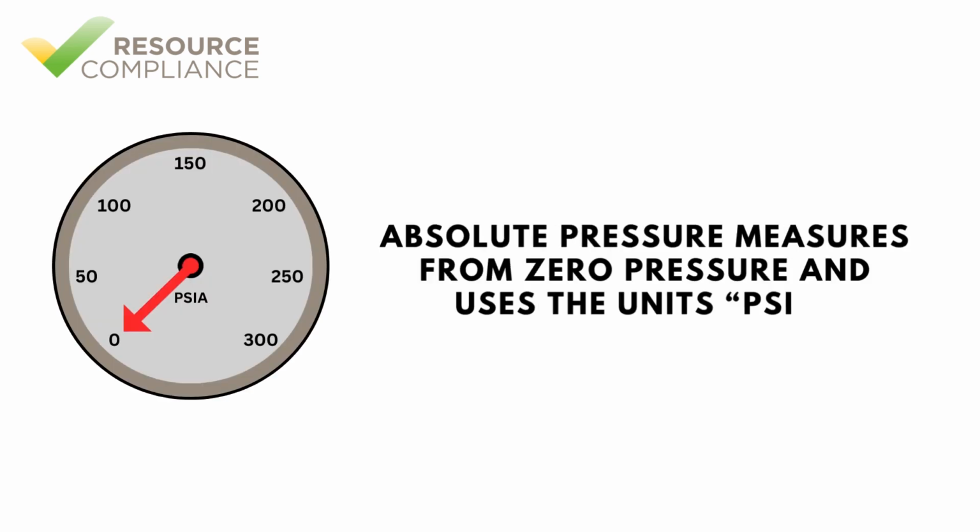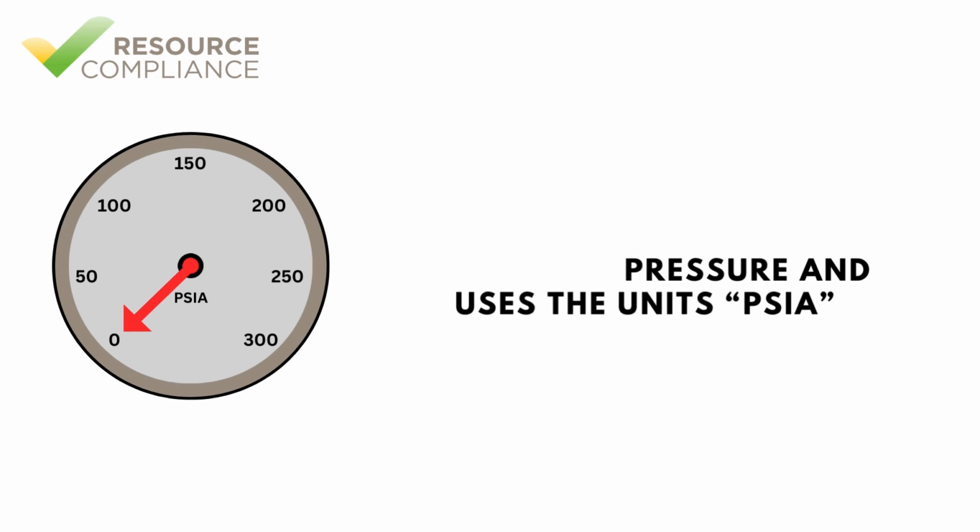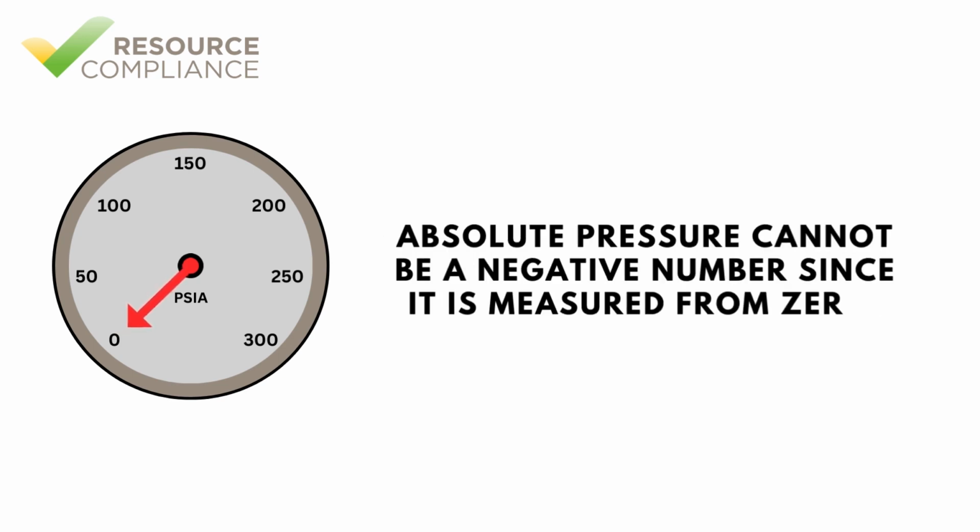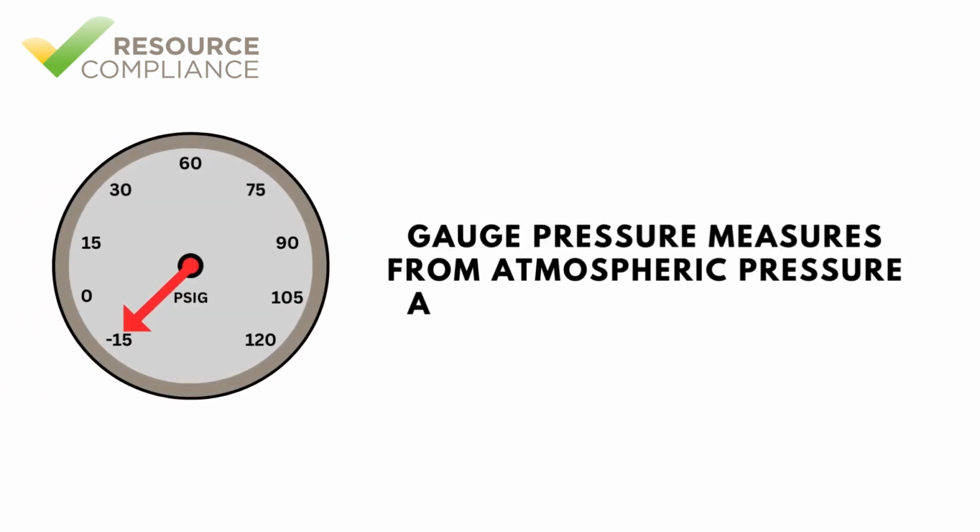Here are some important takeaways regarding gauge and absolute pressure. Absolute pressure measures from zero pressure and uses the units psia. Absolute pressure cannot be a negative number since it is measured from zero. Gauge pressure measures from atmospheric pressure and uses the units psig.